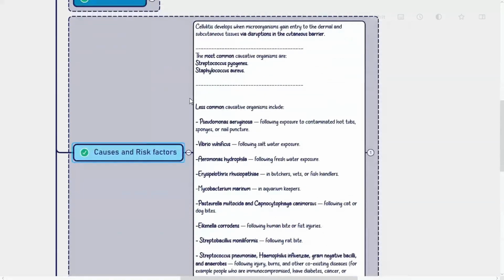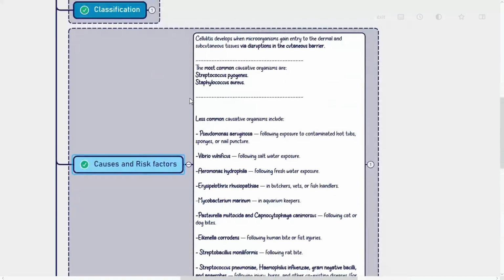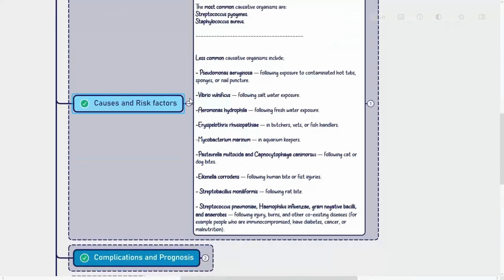Causes. Cellulitis develops when microorganisms gain entry to the dermal and subcutaneous tissues via disruptions in the cutaneous barrier. The most common causative organisms are Streptococcus pyogenes and Staphylococcus aureus.